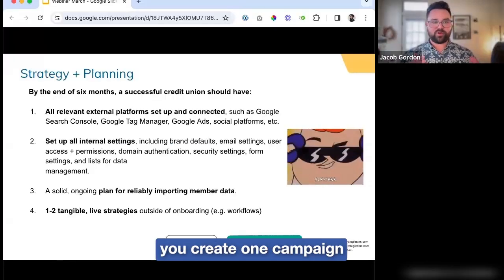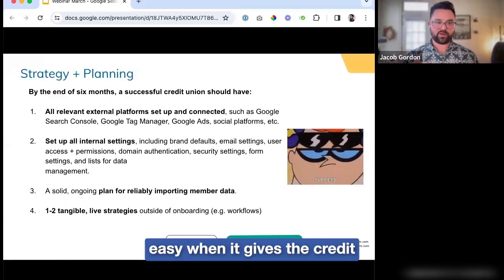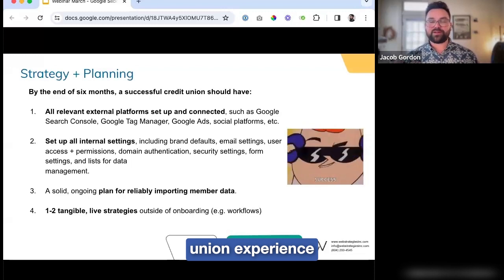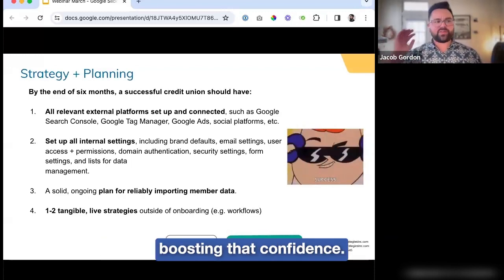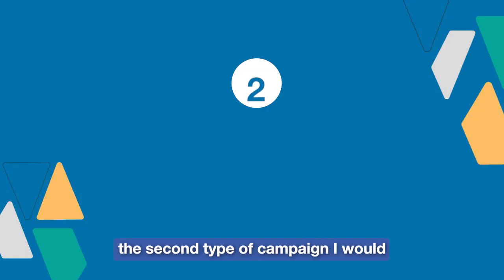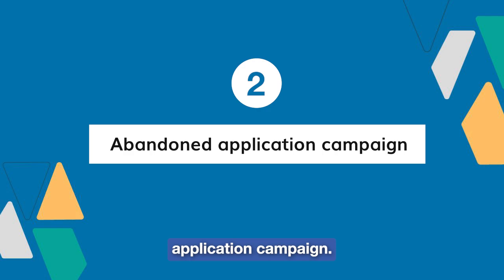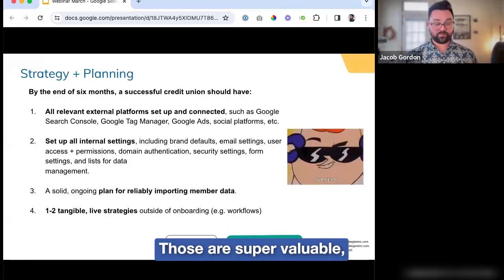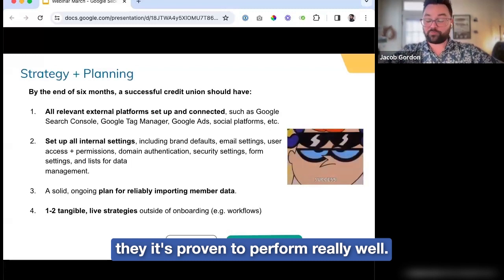So I think you create one campaign that's for lead nurturing because it's low hanging fruit, an easy win. It gives the credit union experience to get their hands dirty in the platform before everything's said and done, boosting that confidence. And then I think the second type of campaign I would recommend is an abandoned application campaign. Those are super valuable for the clients that I've helped manage. It's proven to perform really well.